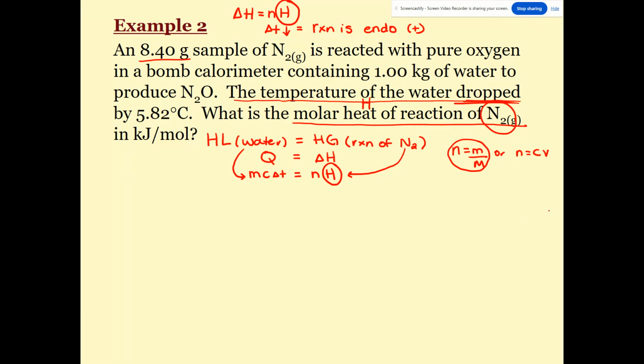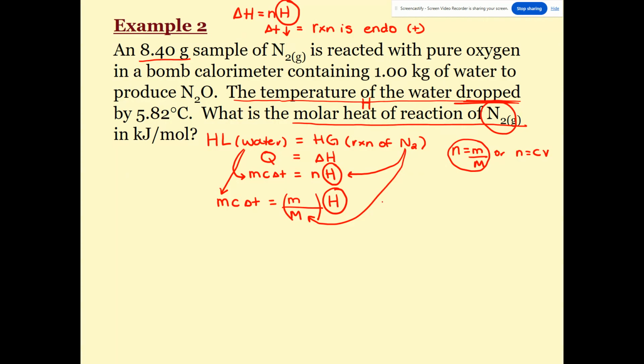And you can solve for it off to the side and then put it in the formula, or you can combine it into one formula. My n, again, is mass over molar mass, and that's going to be multiplied by my molar enthalpy, which again is what I'm looking for. Okay, so when you do it like this, you see again that there's two masses in this formula, one on the left, one on the right. The one on the left is for the water. The one on the right is for the nitrogen gas.